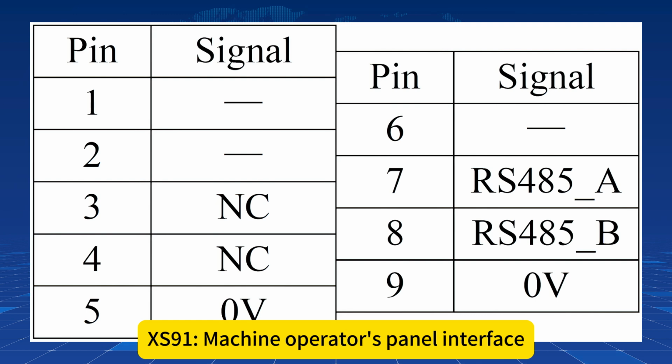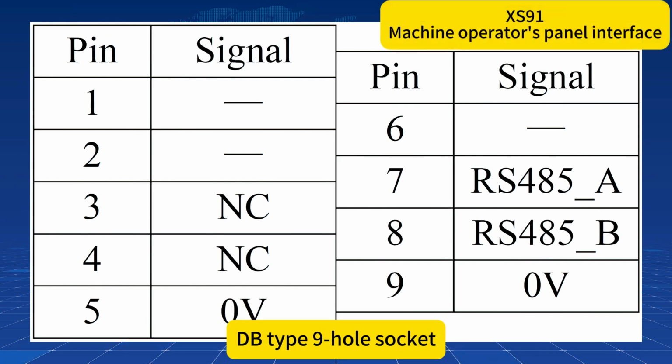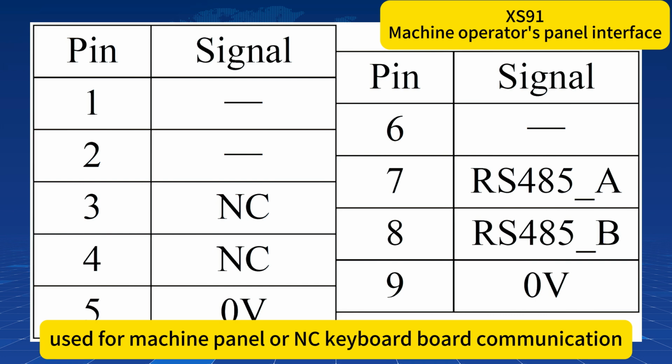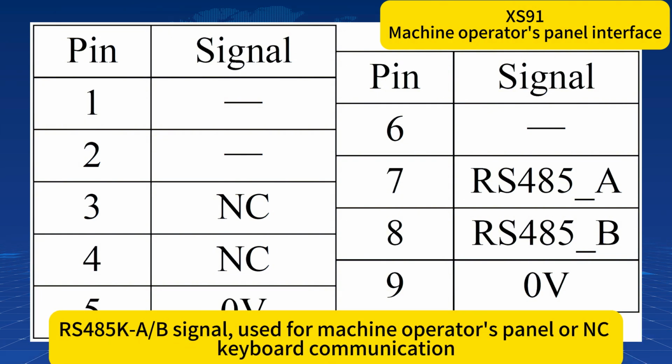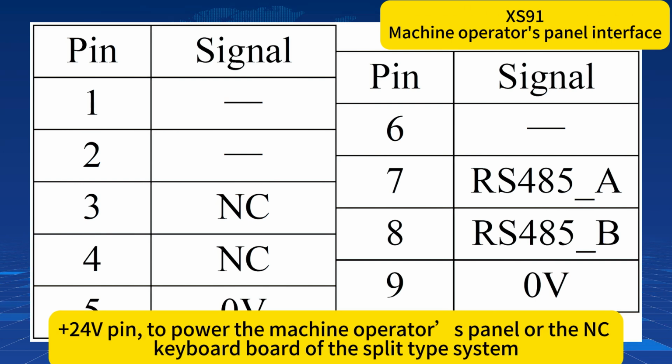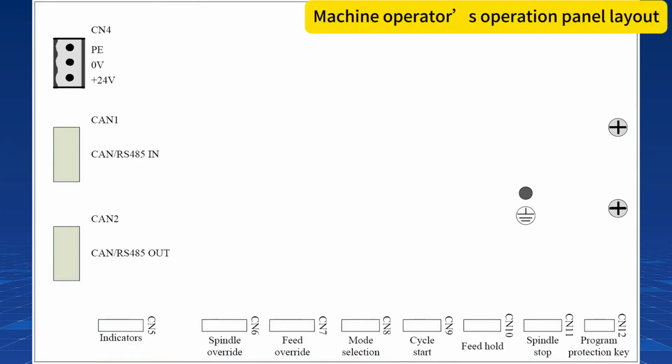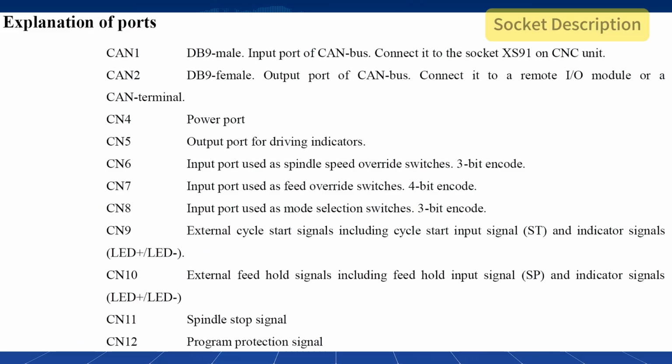XS91 machine operator's panel interface. DB type 9-hole socket, used for machine panel or NC keyboard board communication. The pin definition of the interface is shown in the figure. RS485 A or B signal, used for machine operator's panel or NC keyboard communication, plus 20V pin, to power the machine operator's panel or the NC keyboard board of the split type system. Machine operator's panel layout. Socket description.